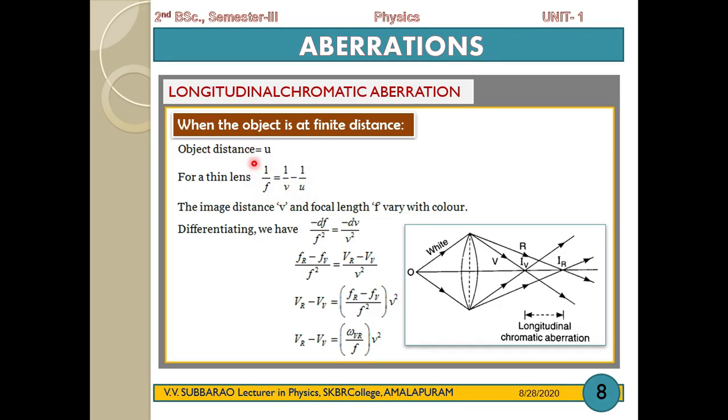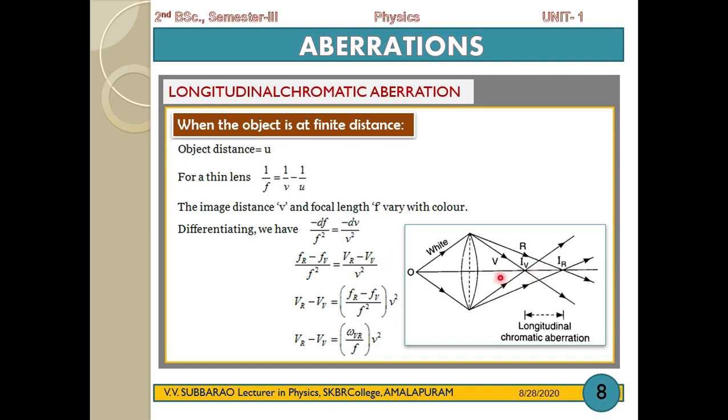Here U is the object distance. It is the same for all colors, or otherwise we may say U is constant for all colors. The image distance V changes from color to color and the focal length of the lens also changes from color to color. So differentiating this equation, minus dF by F square is equal to minus dV by V square. Here U is a constant and its derivative becomes 0. What is dF? Difference in focal length. It can also be written as Fr minus Fv. What is dV? Difference in image distance. It can be written as Vr minus Vv.